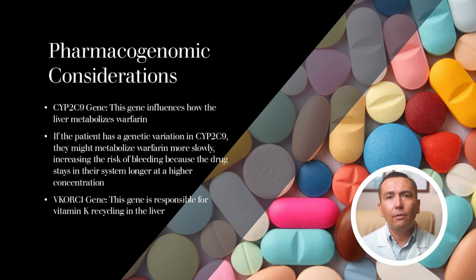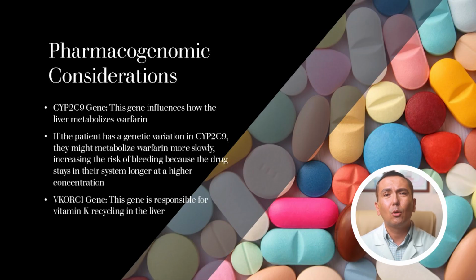CYP2C9 gene. This gene influences how the liver metabolizes warfarin. If the patient has genetic variations in this gene, they might metabolize warfarin more slowly, increasing the risk of bleeding because the drug stays in their system longer at a higher concentration.